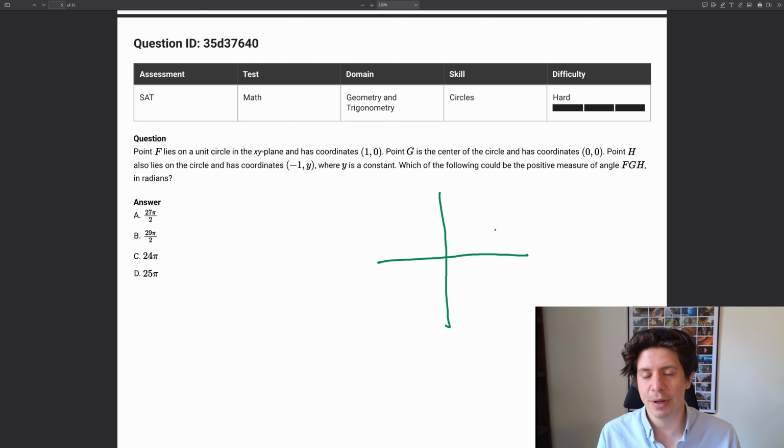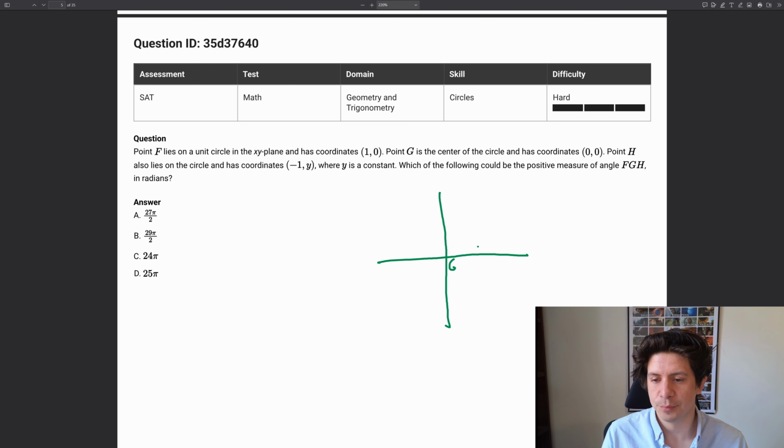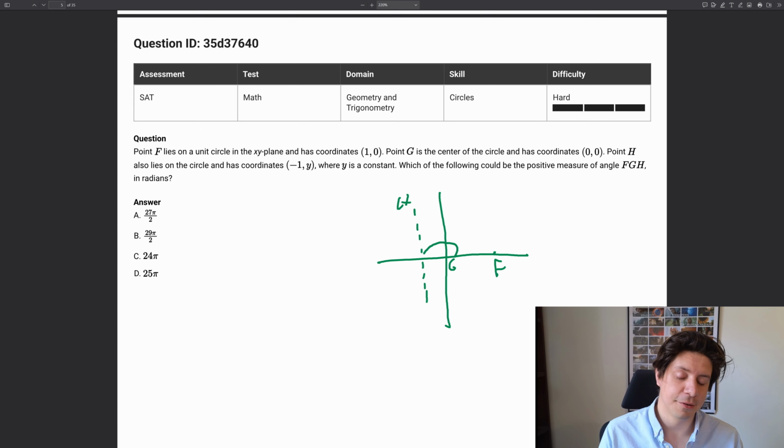This one is a new one, a hard one. All the ones I'm doing today are hard. And we have G as the center. We have H over here somewhere, because it's -1. This is H. We don't know where, but it lies somewhere there. And then we have F here, let's say, right? So then our angle is going to be this angle here. So how do we find that? If you look at these, we need to be in the second or third quadrants or on the negative x-axis.